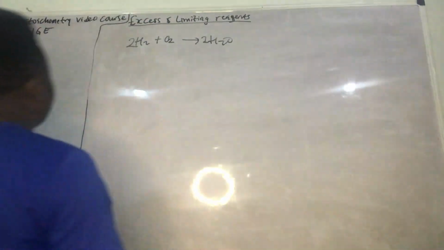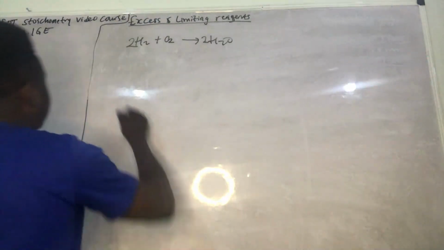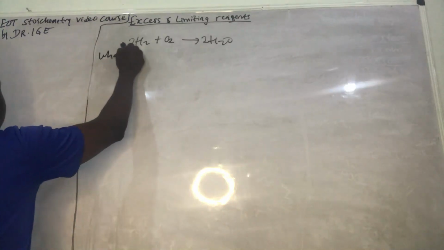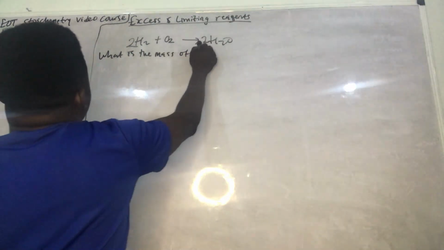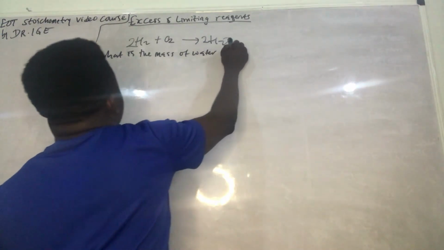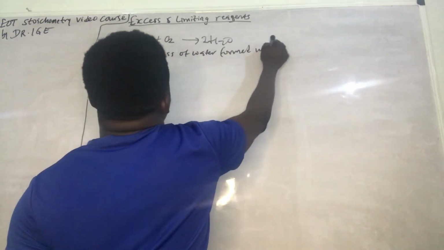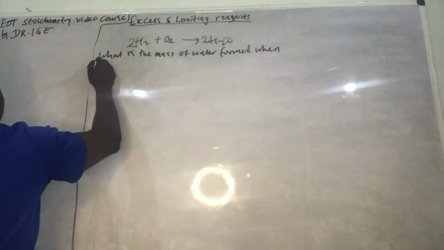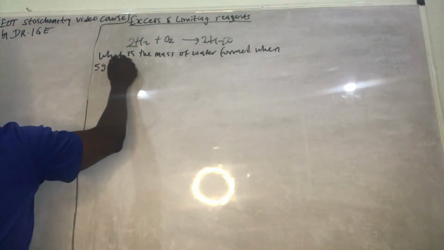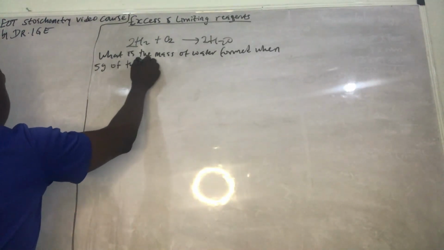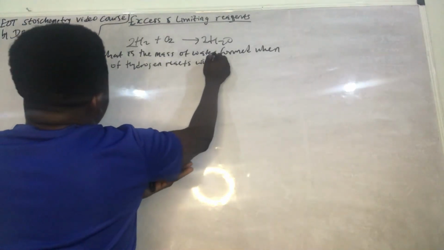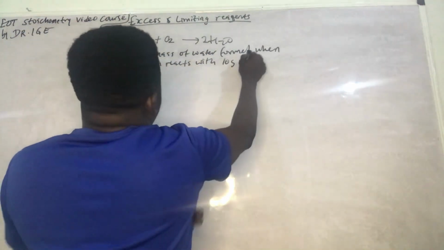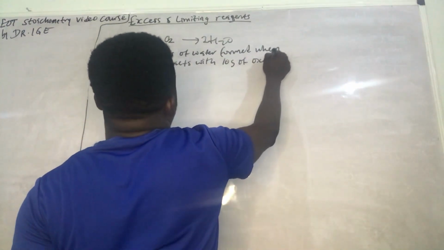Now, what if you have a question like this? What is the mass of water formed when 5 grams of hydrogen reacts with 10 grams of oxygen?